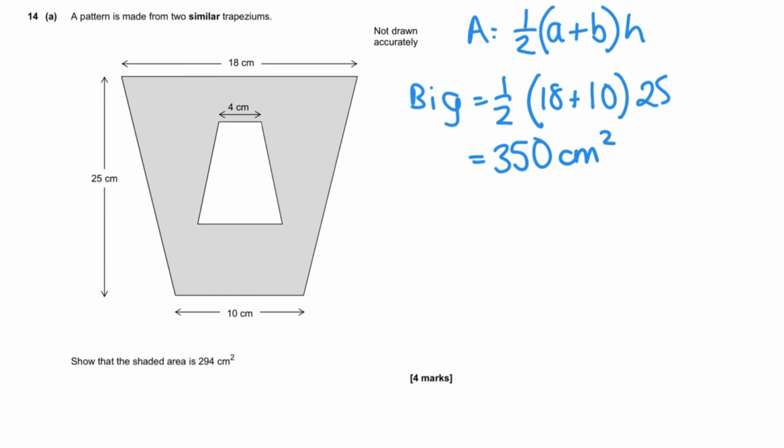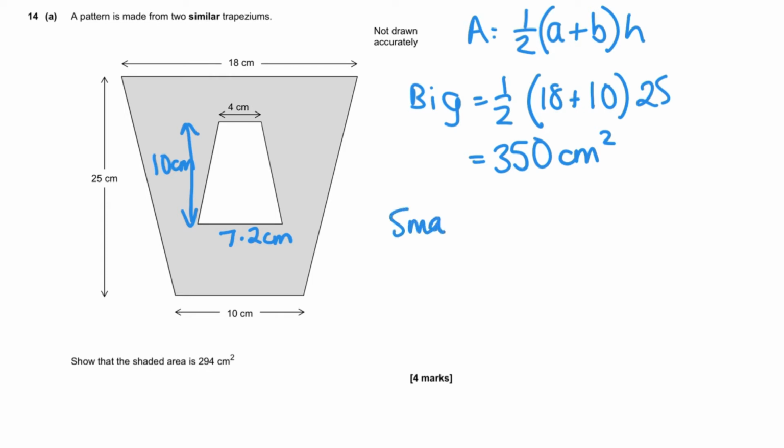But the question told us that these two trapeziums are similar, so that means that the proportions are the same. So on the big trapezium, the side that's 10 centimetres, the corresponding side on the small trapezium is 4 centimetres. To get from 10 to 4, we divide by 2.5, so we're going to do that to the other sides. So 18 centimetres divided by 2.5 is 7.2 centimetres, and 25 centimetres divided by 2.5 is 10 centimetres. So now we've got all the information that we need about the small trapezium.